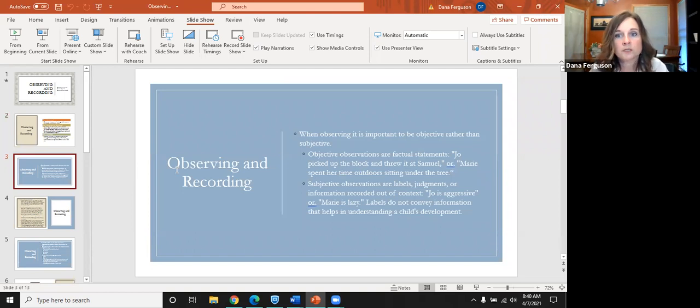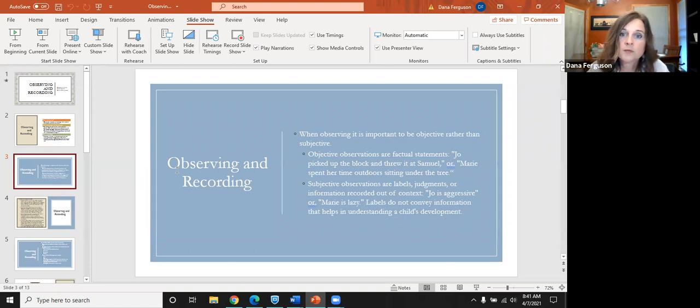So, when observing, it's important that we're objective rather than subjective. When we start recording our observations, it is very important that we take out opinion. We want to paint a picture with our words. So, I'm going to give you an example of objective observations that are documented and subjective. Objective observations are just factual statements. For example, Joe picked up the block and threw it at Samuel. That is objective. That's a fact. You can see in your mind what happened, right?